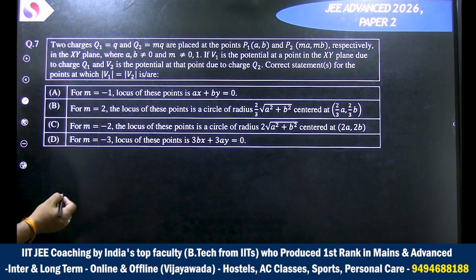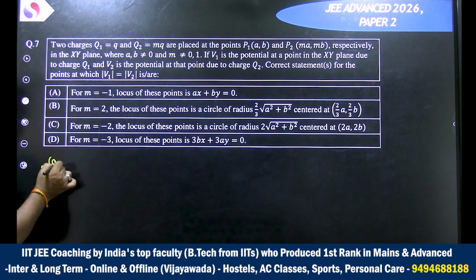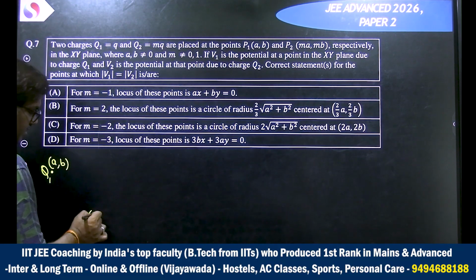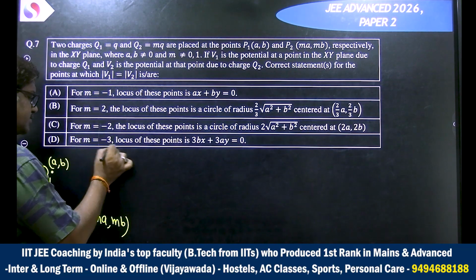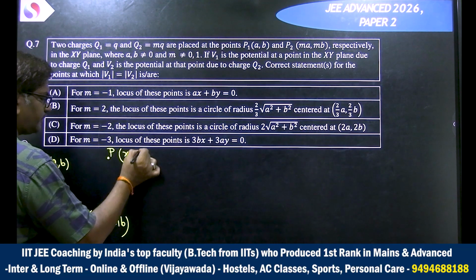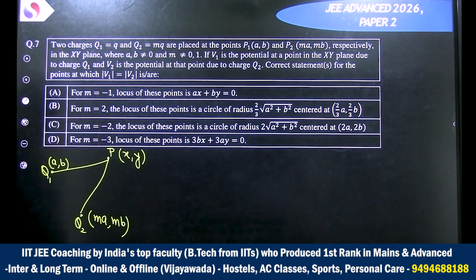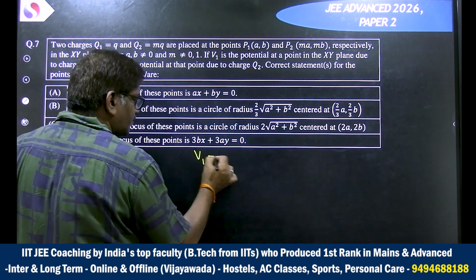So Q1's position is given to you, A and B. There will be some Q1 at the coordinate (A, B). There will be some Q2 at the position (MA, NB). They are asking about the potential at point P, which is (x, y). So the potential at this point P will be because of Q1 and because of Q2. V1 is the potential because of Q1, V2 is the potential because of Q2. The potentials are the same, so V1 is equal to V2.